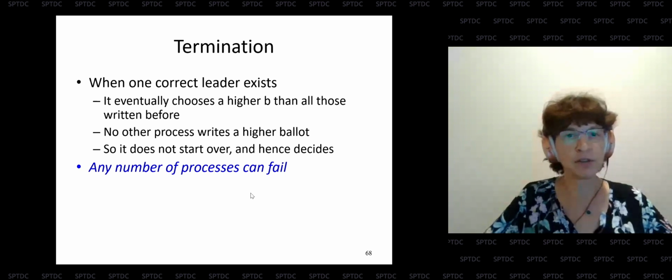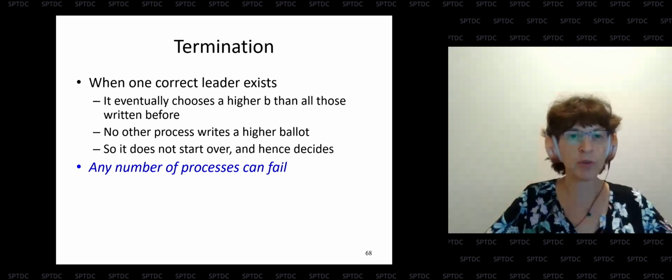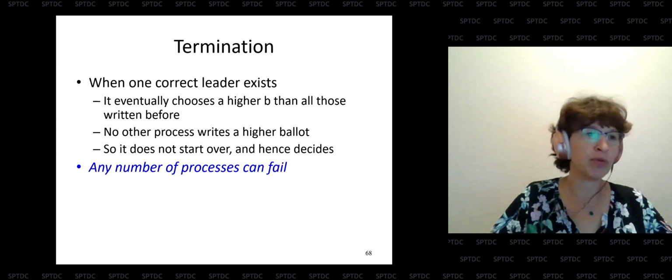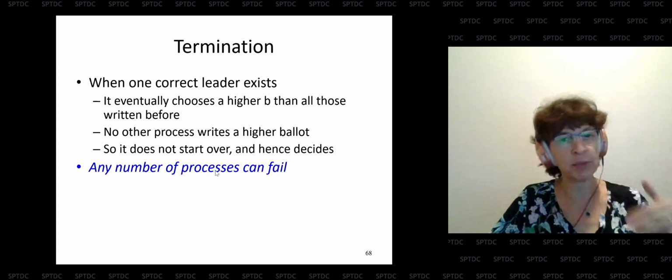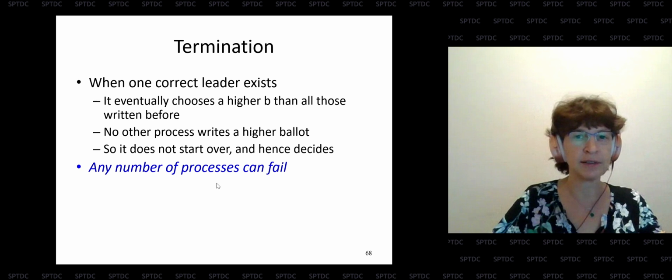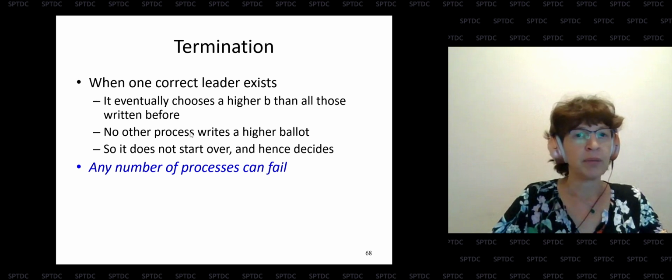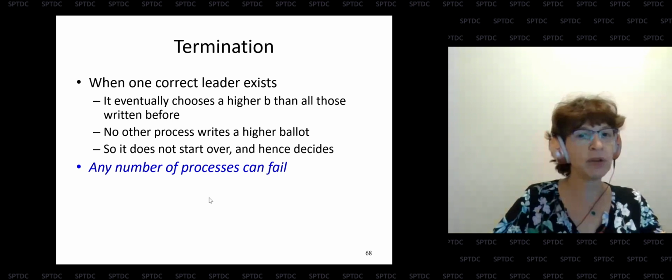Again, back to the termination property of consensus. When there is one correct leader, it eventually chooses a higher ballot number than all those that were written before, because it keeps trying, it keeps increasing the ballot until it succeeds. And then because it's the only leader, nobody competes with it. And so nobody writes a higher ballot. And so once nobody competes with it, it doesn't start over, and then it decides.